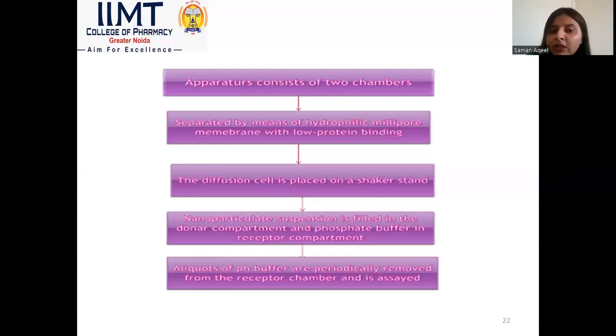The apparatus consists of two chambers, and both chambers are separated by a hydrophilic millipore membrane which has low protein binding. The diffusion cell is then placed on a shaker stand. The nanoparticulate suspension is filled in the donor compartment. There are two compartments: the first is the donor compartment, the next is the receptor compartment. You fill the nanoparticulate suspension in the donor compartment and the phosphate buffer in the receptor compartment, and aliquots of the buffer, meaning samples, are removed from time to time from the receptor chamber and analyzed.